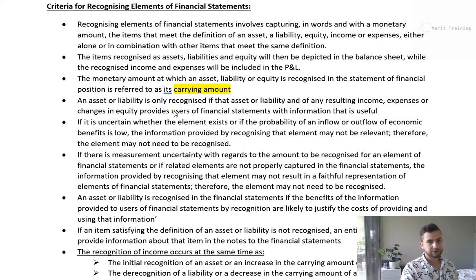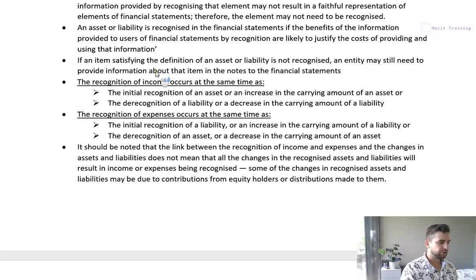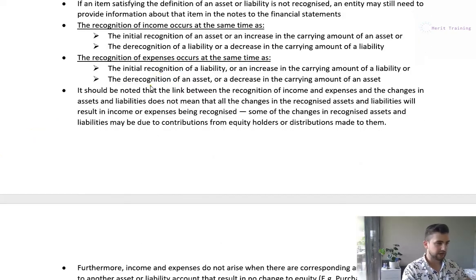And an asset or liability is only recognized if that asset or liability and any resulting income or expenses provides users of statements with information that is useful. If it is uncertain whether the element exists or if the probability of an inflow or outflow of economic benefits is low, the information provided by recognizing that element may not be relevant, therefore the element may not need to be recognized. So what this is saying is just because it satisfies the definition above, it also needs to be relevant to users. And if it's not relevant, just because it satisfies those definitions doesn't mean you necessarily have to recognize the asset, liability, or equity.